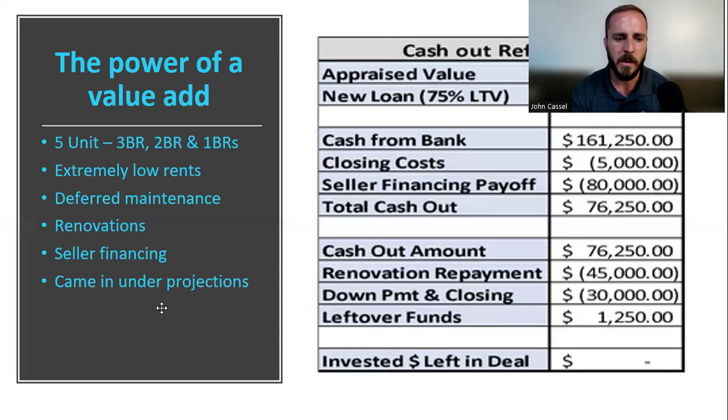So for that property, here are some numbers for it, to kind of see what you can do with the value add and how powerful it is. So it's a 5-unit property. There's 3-bedroom, 2-bedroom, and 1-bedroom units. Extremely low rents, like I said, and deferred maintenance. We did renovations on the property. We actually were able to get seller financing on this property. So basically, the owner that was selling it took some of the financing for us because it was in rough shape, so the banks might not have lent on it. So we got some great terms.